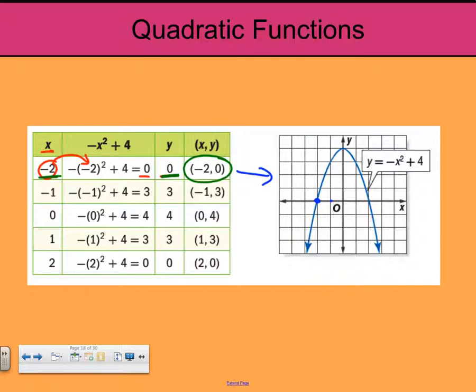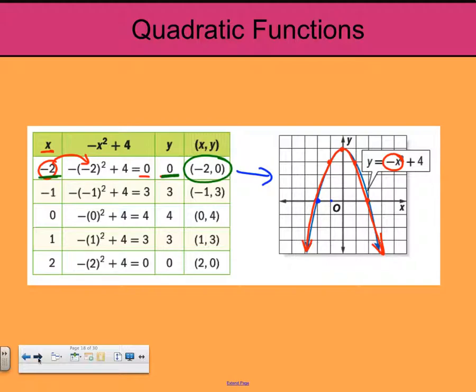And then they did the same process with all the other x values. And as you can see, after they plotted all these points, they were able then to come back and graph their parabola. And notice that this one is opening downward primarily because the coefficient of the x value was negative. So that is how you graph a quadratic function.